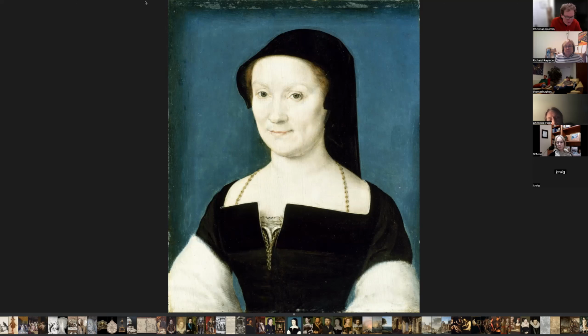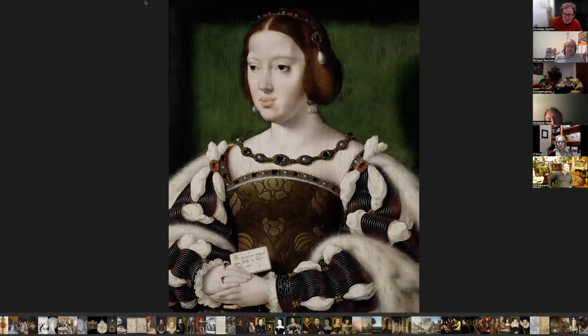And since we talk about Eleanor of Austria, I tried to look for an image of her. This was Eleanor of Austria. This is a painting by Jos van Cleef, who was actually a Flemish painter.